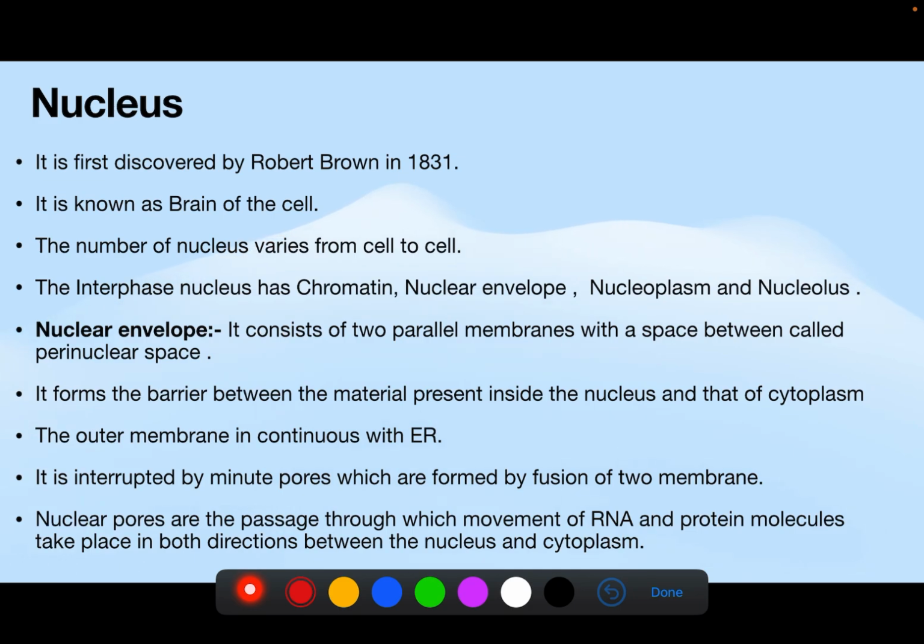So the nucleus was first discovered by Robert Brown in 1831. It is also known as the brain of the cell. Now the number of nuclei varies from cell to cell.